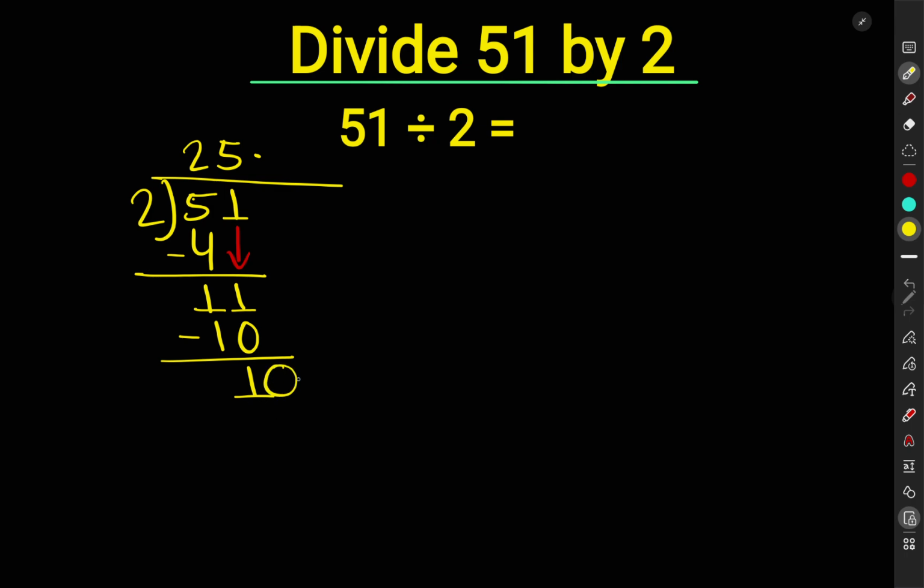So now it becomes 10. So 2 times 5 means 10. On subtracting we get 0. So 51 divided by 2, we get 25.5.